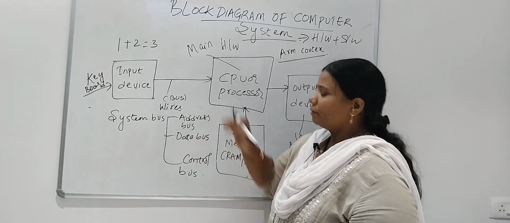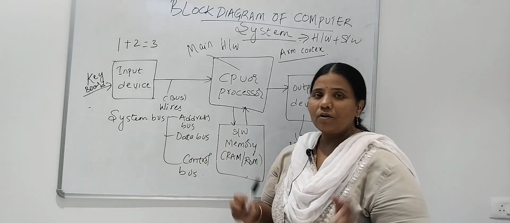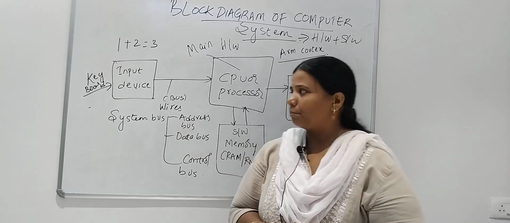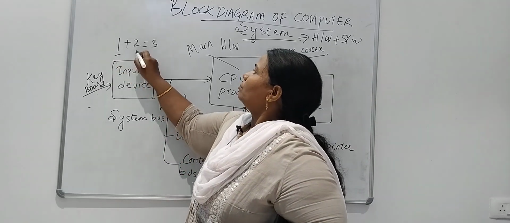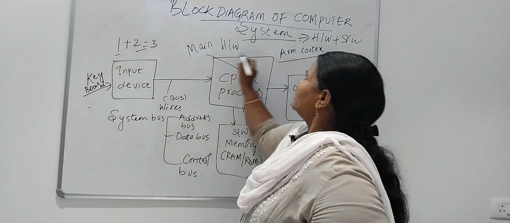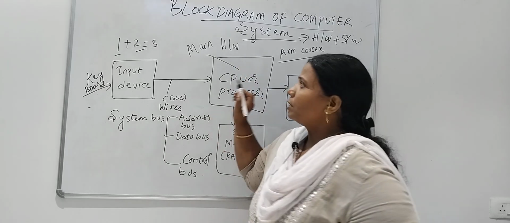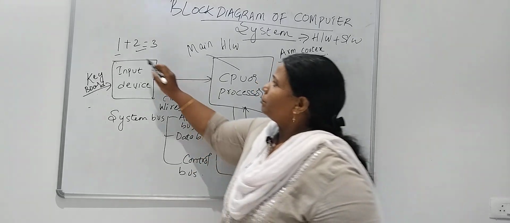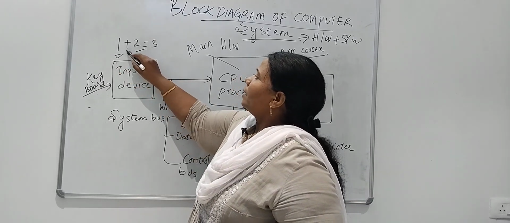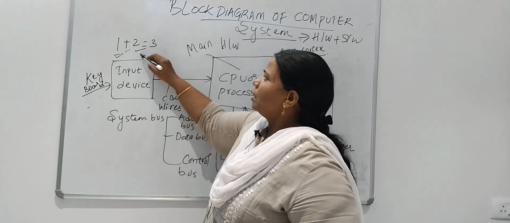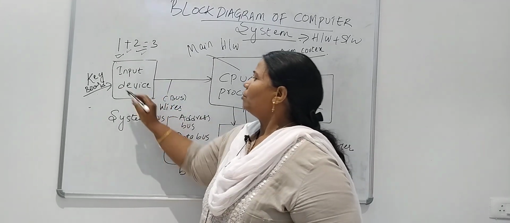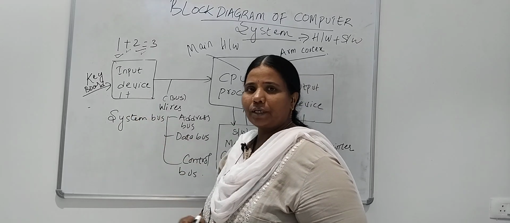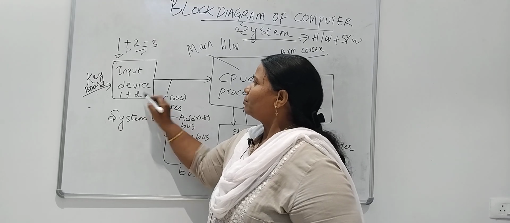Think of one example. You are building a calculator. The calculator's main aim is to add two numbers. The calculator is nothing but a computer system, and in it you want to add 1 plus 2 equal to 3. What is the input? From the keyboard you type 1 and you put a plus sign. Next you give one more input, 2.